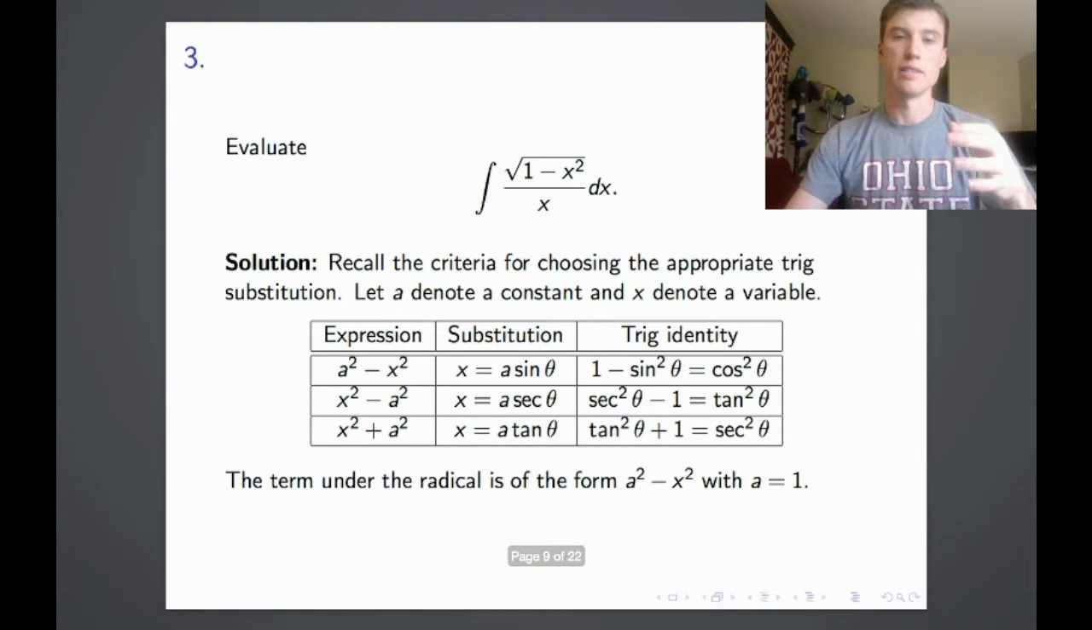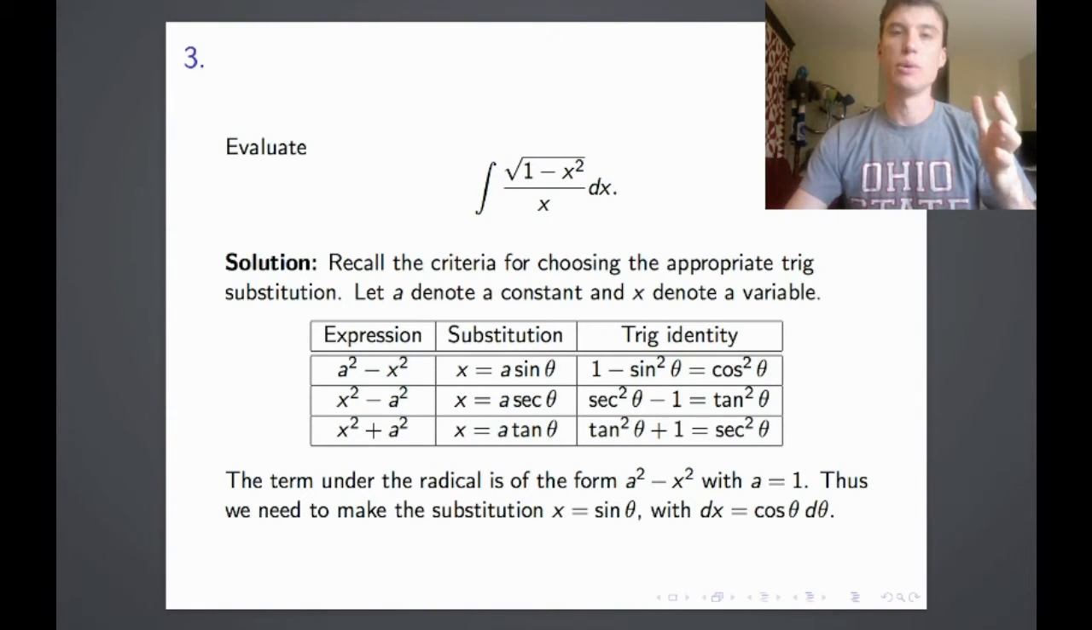In our case, we would like to make a trig substitution to resolve the square root of 1 minus x squared. Thus we are of the form a squared minus x squared, and a is equal to 1. So our substitution is x equals sine theta, and dx equals cosine theta d theta.